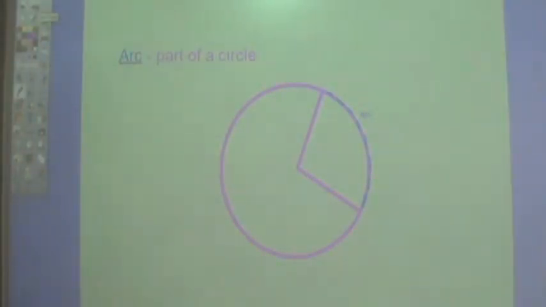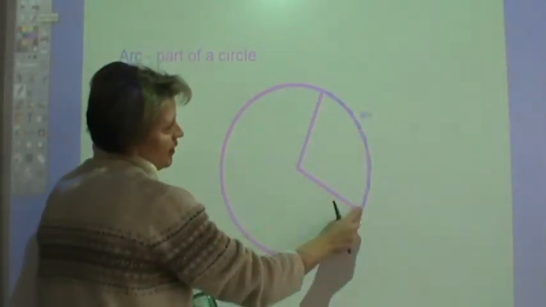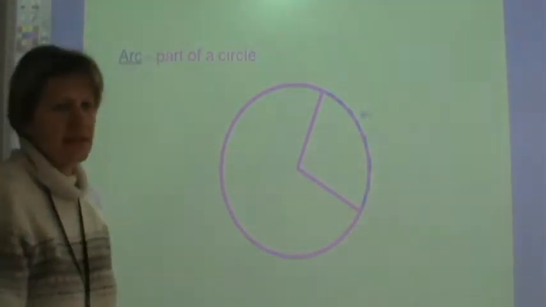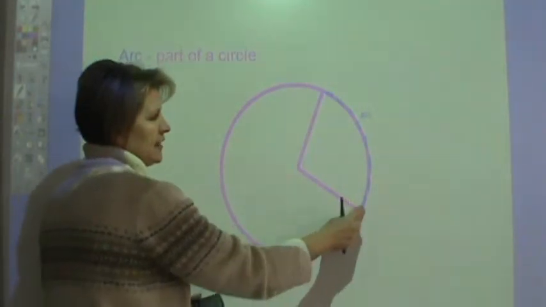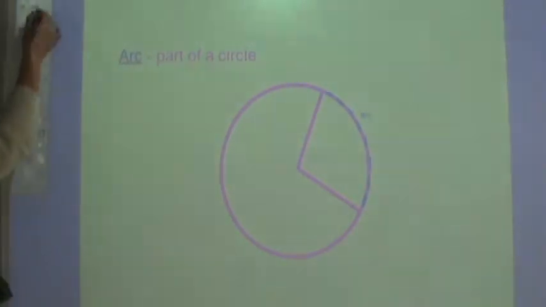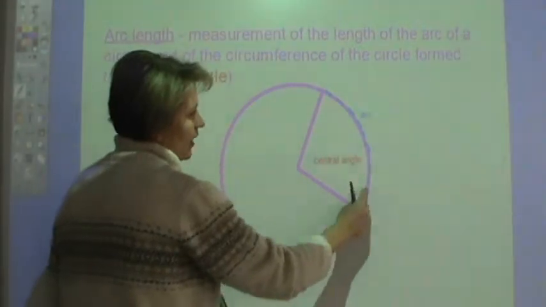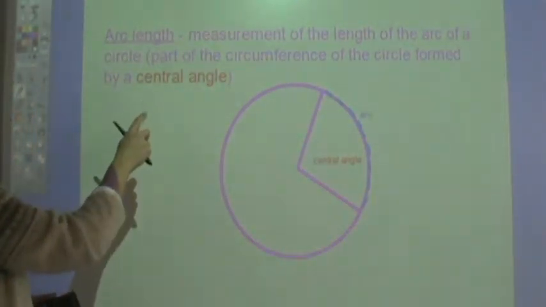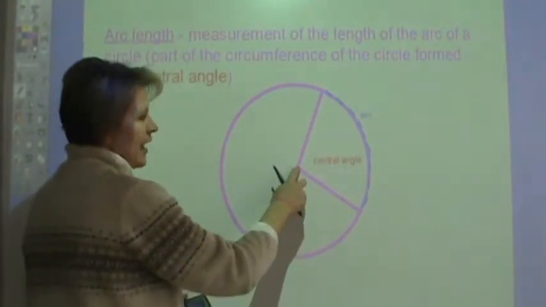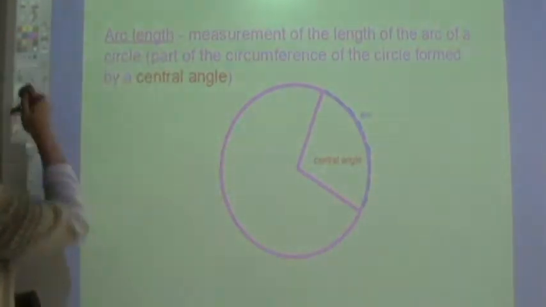All right, an arc is part of the circle. I tried to color code it, but it would be from here to here. On this, here's your central angle. If you think of a pizza, for example, if this was my slice of pizza, the arc is just going to be that crust, be it stuffed crust or regular crust. Arc length is the measurement of that length. It's part of the circumference of the circle formed by the central angle. So here's our central angle. In other words, it's an angle that has its vertex on the center of the circle, and it would be this length right there.